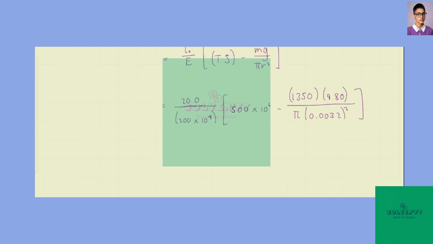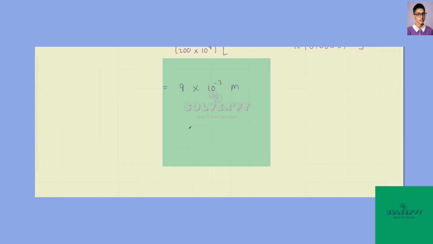And calculating this, we get the amplitude of the bouncing that will cause the cable to snap to be 9 times 10 to the minus 3 meters, which is simply 9 millimeters.